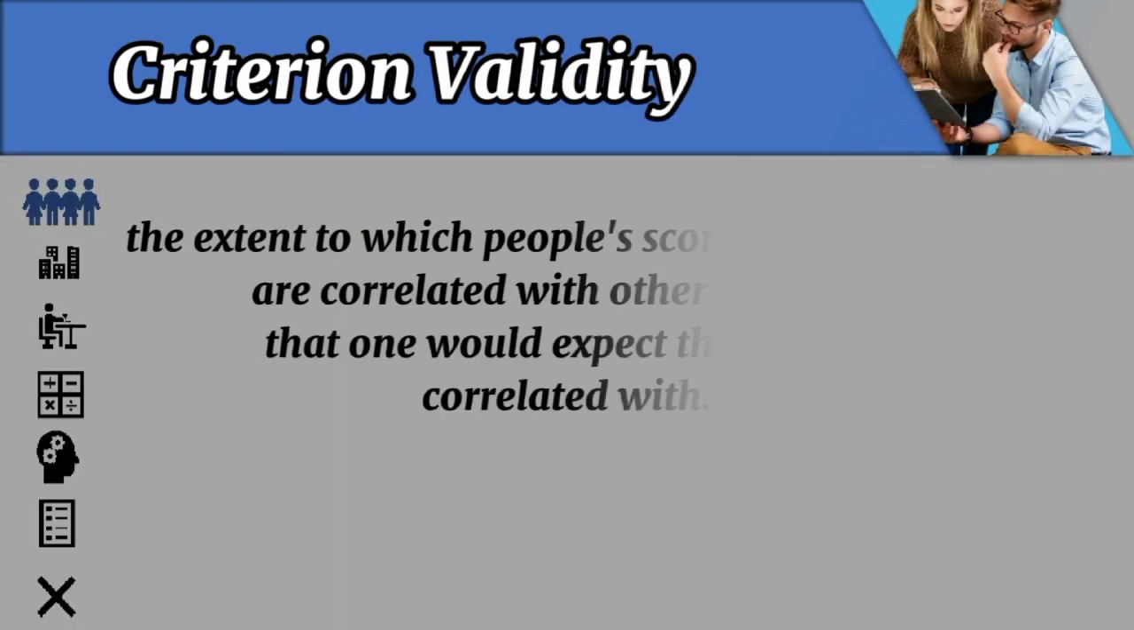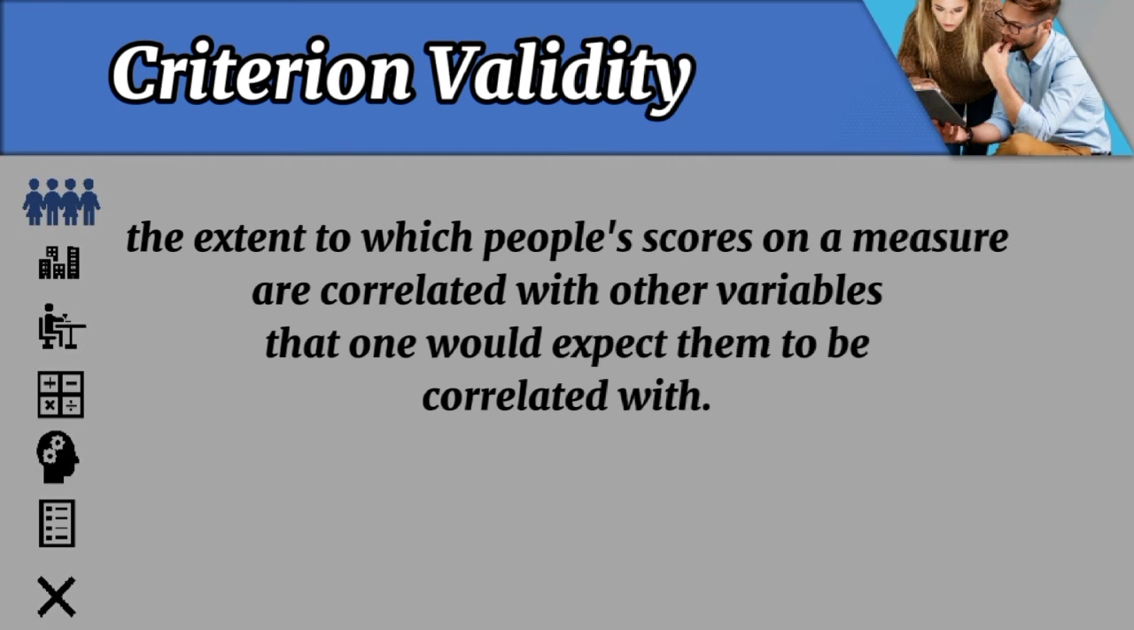So the second one is the criterion validity, or the extent to which people's scores on a measure are correlated with other variables known as criteria that one would expect them to be correlated with. For example, people's scores on a new measure of test anxiety should be negatively correlated with their performance on an important school exam. If it were found that people's scores were in fact negatively correlated with their exam performance, then this would be a piece of evidence that these scores really represent people's test anxiety.